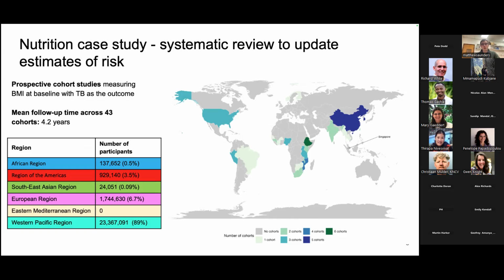Overall, the 43 cohorts included in the review included over 26 million people. Most of those people were in the Western Pacific region, so there were some really large prospective record linkage studies done in Korea, for example. There was relatively less participation from the African region and the Southeast Asian region, which is quite important because those areas have a higher prevalence of undernutrition. But overall, there's inclusion from across the world in this new review.